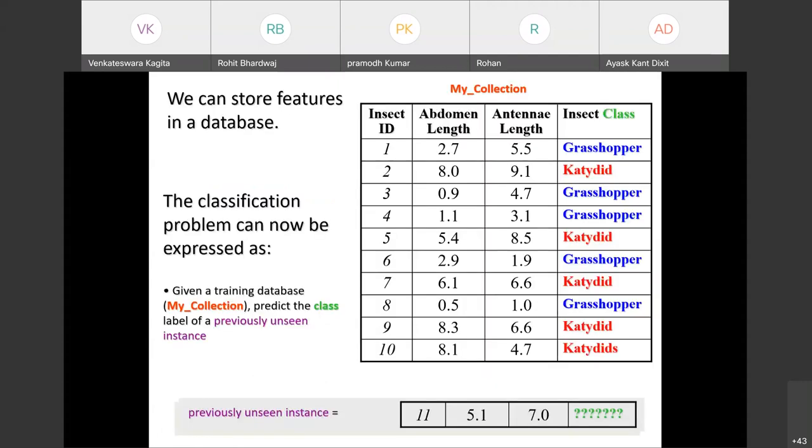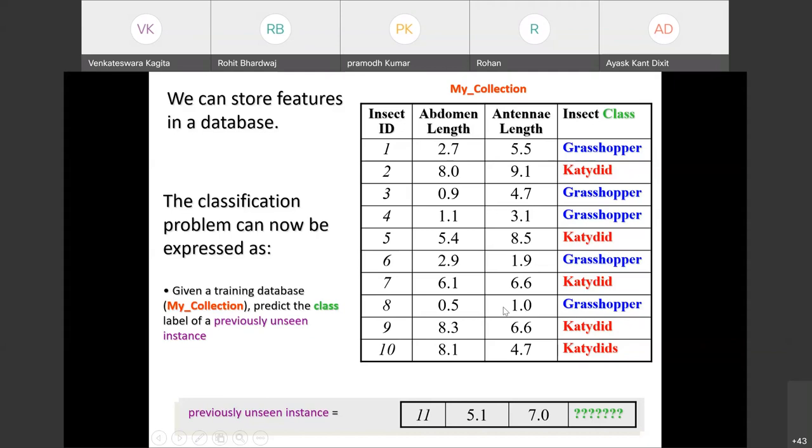Okay, so let me take 2 features, abdomen length and antenna length, for all these 10 instances that I have taken, right? So we can store the features in the database, and each of the insect, instead of representing that with the image, we have extracted the features with the image and we represent the insect with that features. So these are the features and the corresponding label. Abdomen length, antenna length, and the corresponding label. And like that, I have the 10 examples and the corresponding class labels.